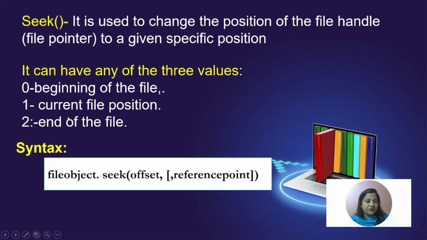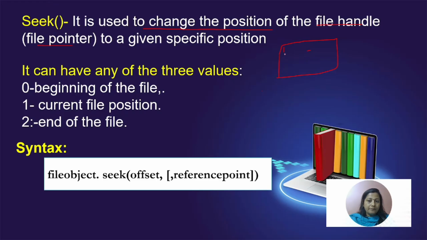Now, what is the meaning of the seek method? It is used to change the position in the file. So by using the seek method, you are changing the position. For example, this is your file. If your cursor is here, I want to change the position of the file handle, or the file pointer, to the 5th position. How do we do that? By using seek. Is it clear? And it can have any of the 3 values. What is the value? 0.